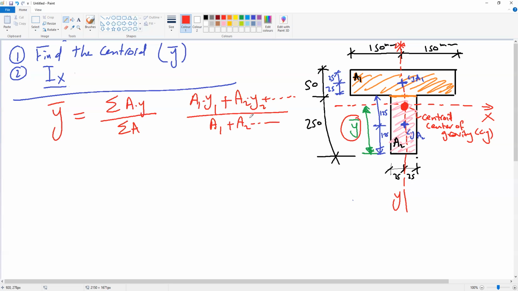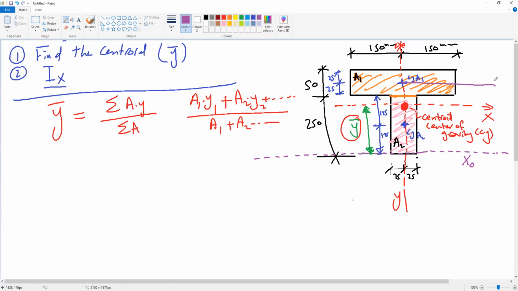Okay, so what is area? Area is the product of the width and length. What is Y? Y is the location from a reference axis. So the first thing we need to do is assume a reference axis to consider the dimension from. This axis I will call x naught. So this axis will be our reference axis.